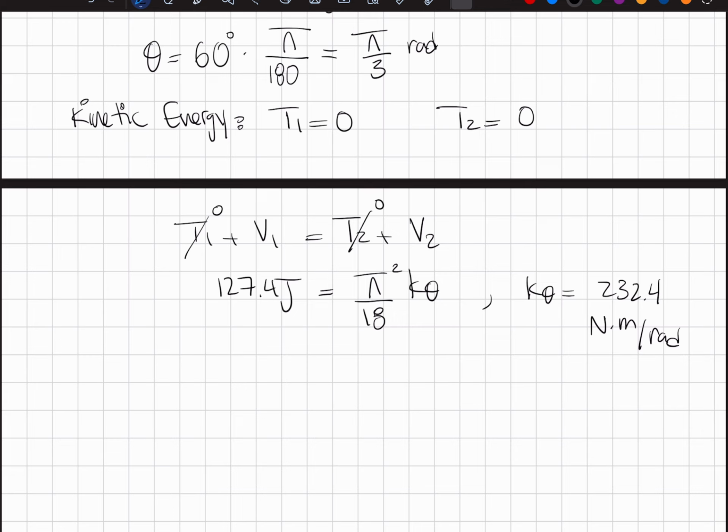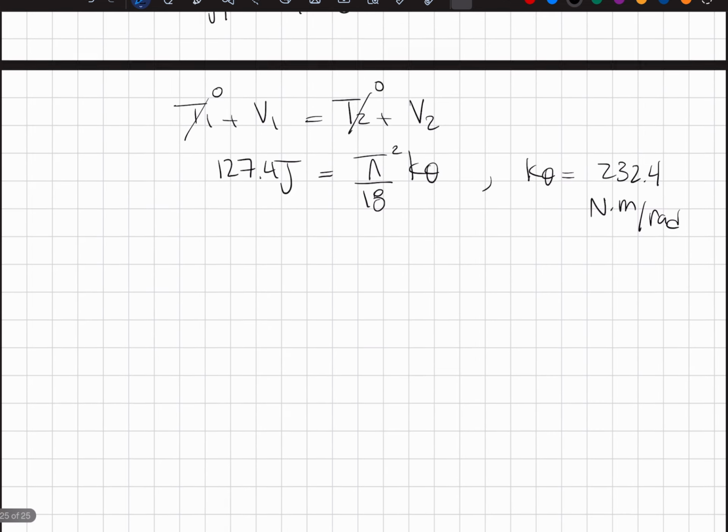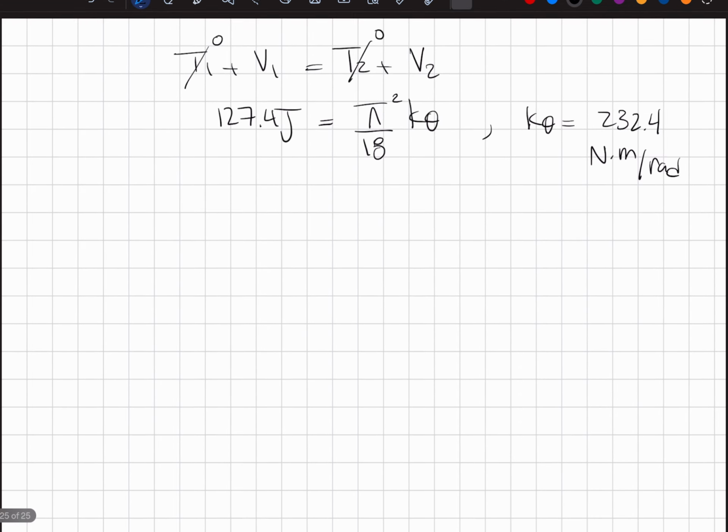All right, so let's look at another problem. For this problem, we are going to look at a pendulum. This time the pendulum is in a lateral position. You can also think of this as a beam. And this is what the problem looks like.